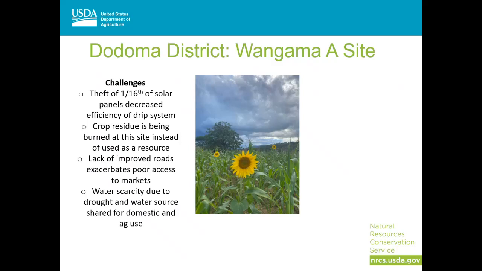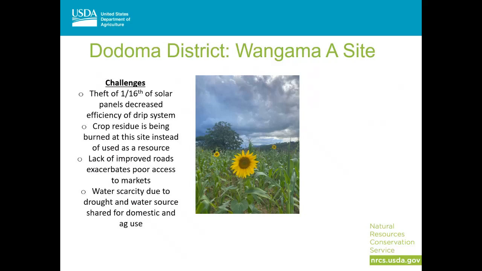So crop residue at this site is being burned instead of used as a resource currently. During the time when conservation ag was really promoted, they tried leaving residue on their field as soil cover, but it drew in termites, so that wasn't working for them.